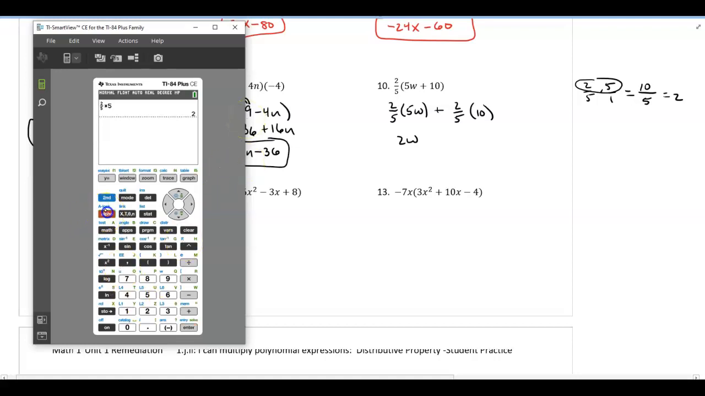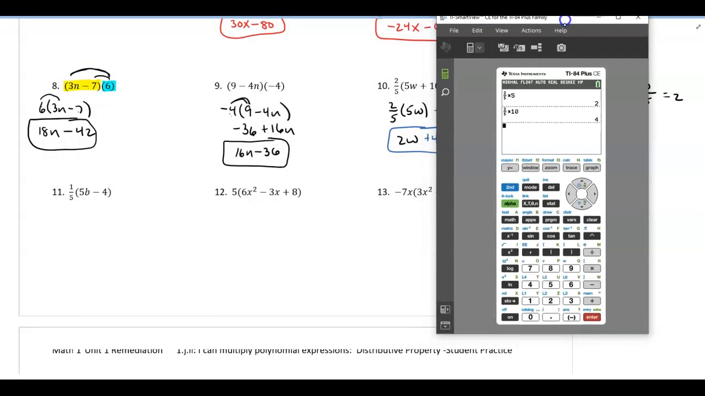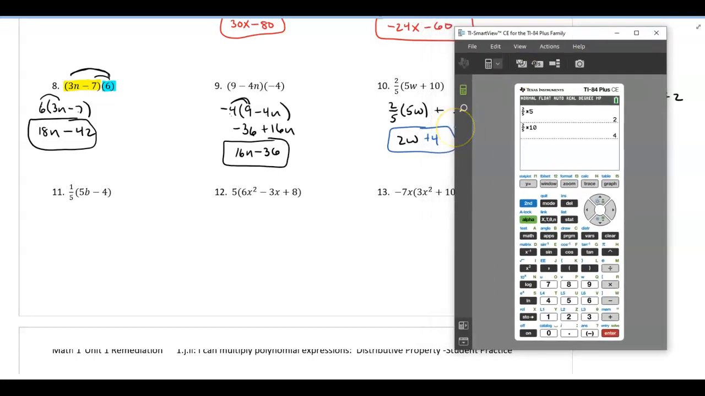Then I'm going to go alpha y equals, hit enter for the first one, 2 divided by 5 times 10 would give me 4. So that's going to be plus 4, and we are done. Okay? Don't let the fractions scare you.